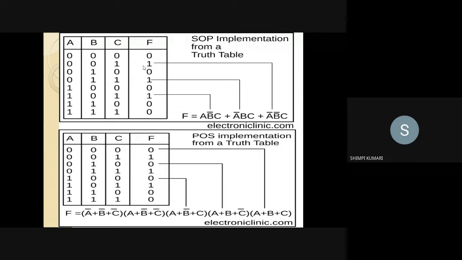A bar, B bar, C. So it will be A bar into B bar into C. Okay, so here we are writing this first case. This second case, what will be the combination?